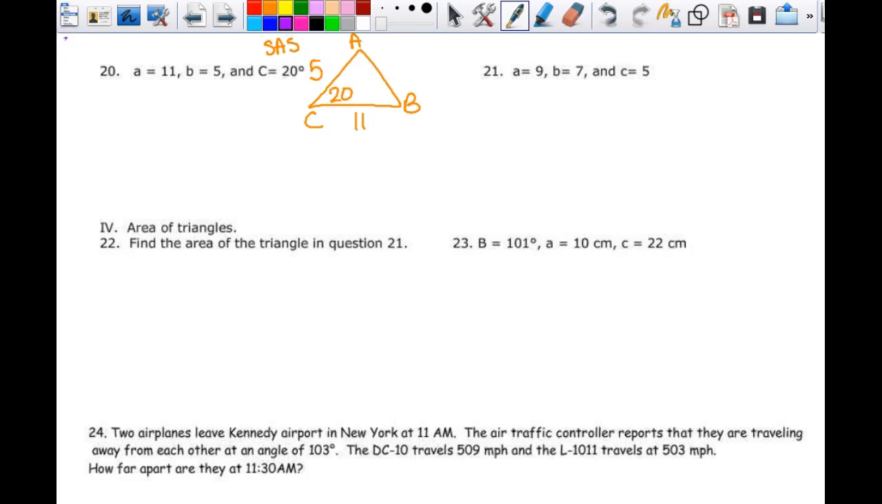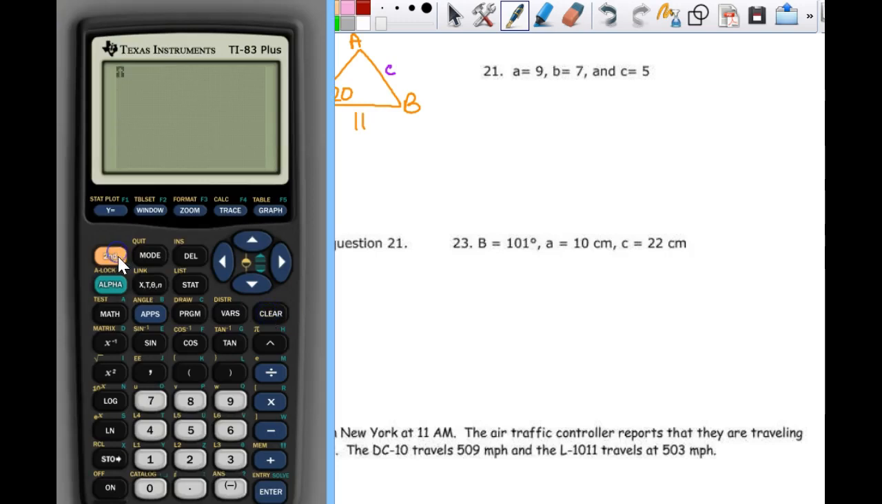Then I'm looking for little c. This is going to give me c squared is equal to a squared, which is 11, plus b squared, which is 5 squared, minus 2 times 11 times 5, times the cosine of c, but I want to make that 20. Remember, this is c, and then these should be the other letters that we're using here.